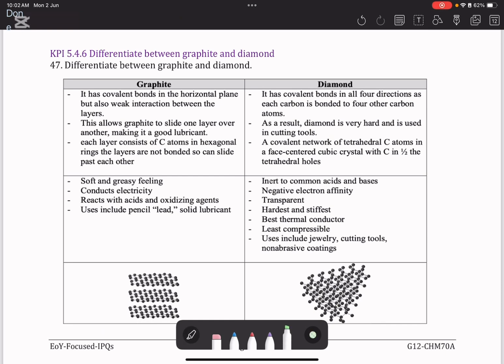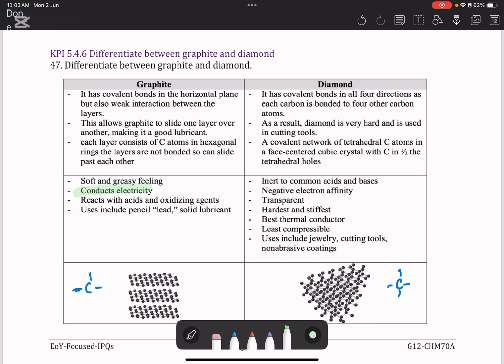Differentiate between graphite and diamond. You have to know that in diamond, the carbon is bonded to 4 atoms, whereas in graphite, it has 3 bonds, which means that there's 1 free electron. And this free electron is the one responsible for the conduction of electricity. Diamonds are not good conductors of electricity, and they're hard, they're rigid. Basically, they're used as cutting materials.